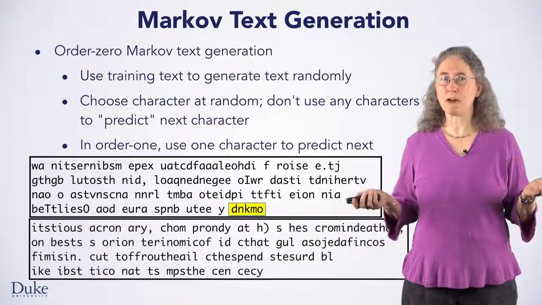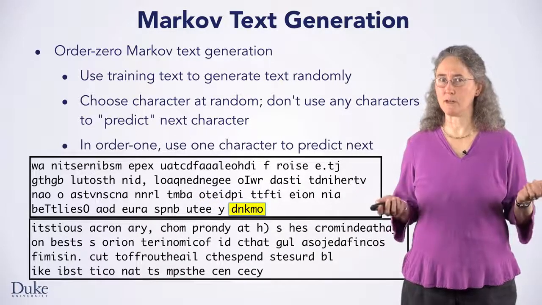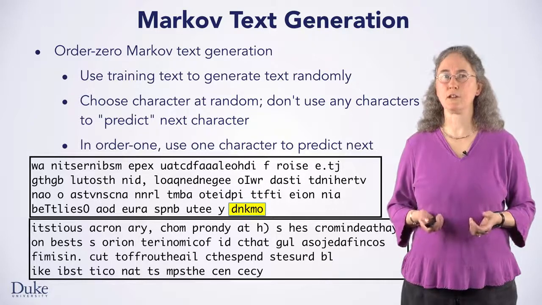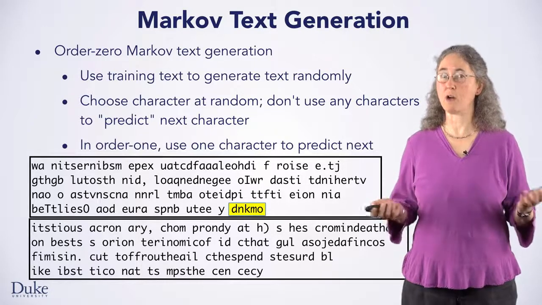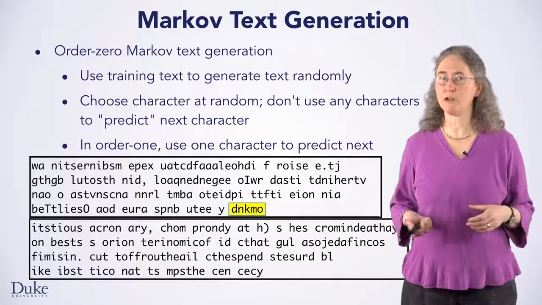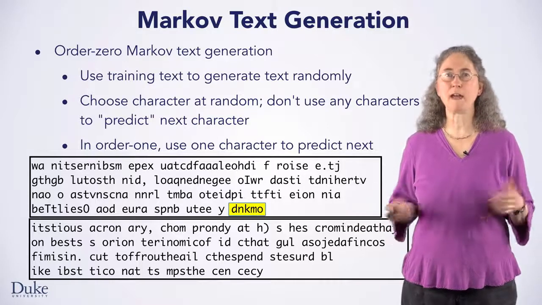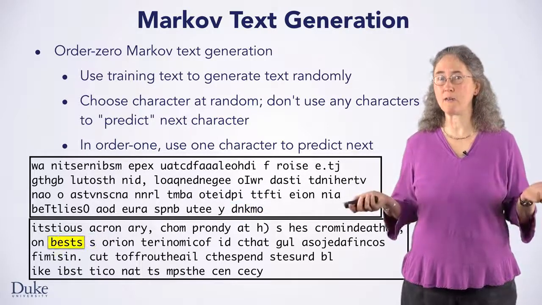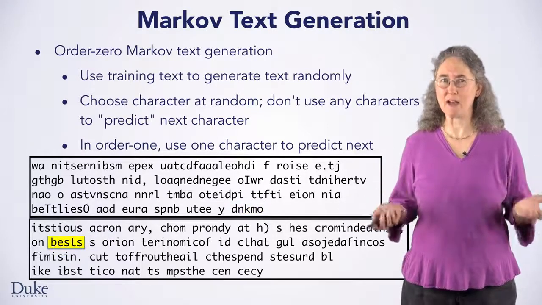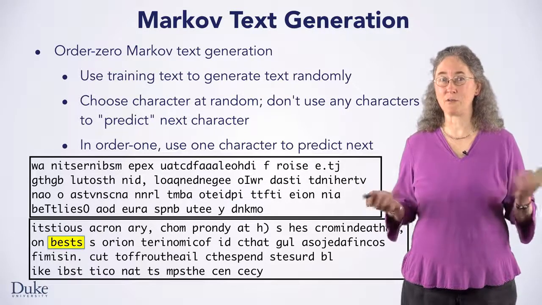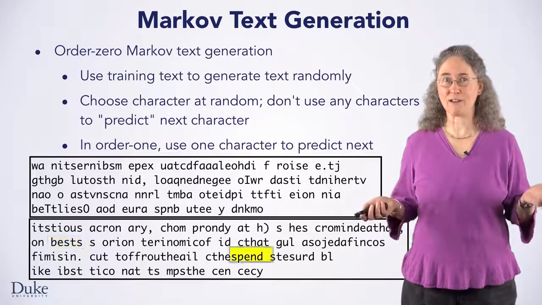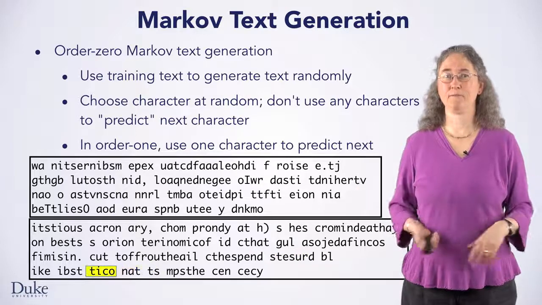In an order 1 Markov model, we choose a character based on one previous character. This makes letter combinations more common than an order 0 model, as you may see here, where words like best are created randomly and words are easier to pronounce, even where they are words like stessard and tico.